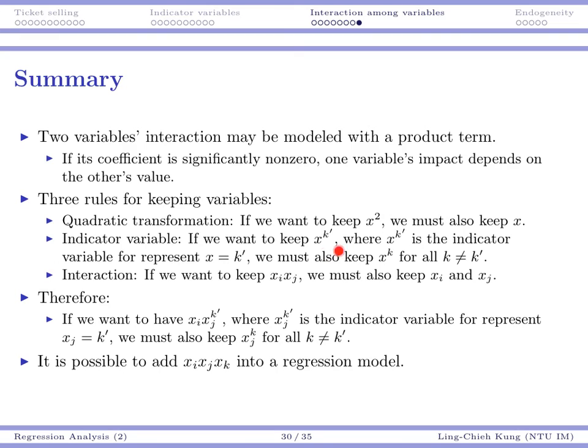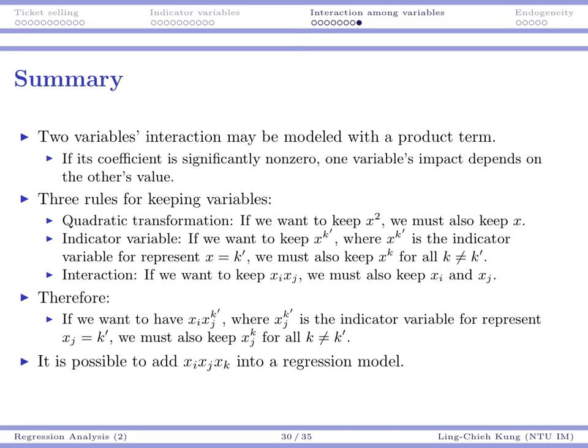We have indicator variables. If we want to keep x_k', where k' is one of the indicator variables, then we must also keep all other x_k. If we want to keep one indicator variable, we need to keep all. We have interaction. And if we want to keep x_i x_j, then we must also keep x_i and x_j, even if x_i and x_j are not significant, because we need those coefficients so that when we make interpretations, that makes sense. That's the true thing we want to identify.